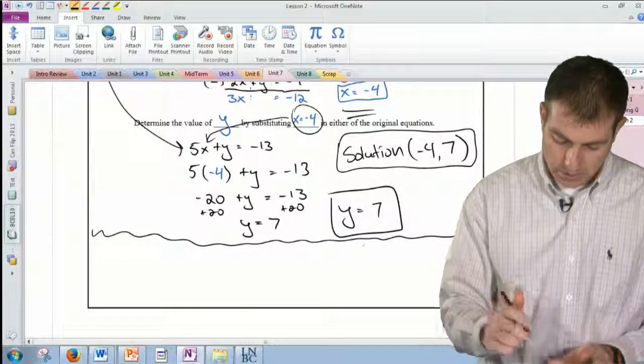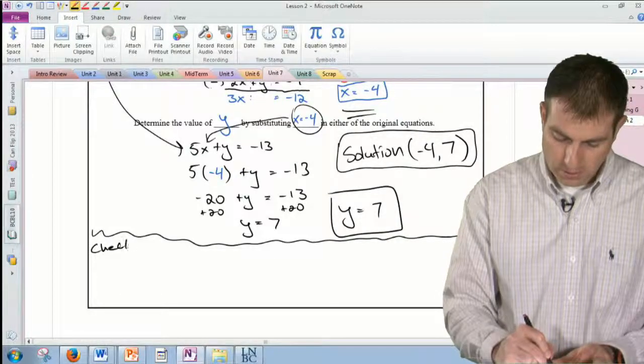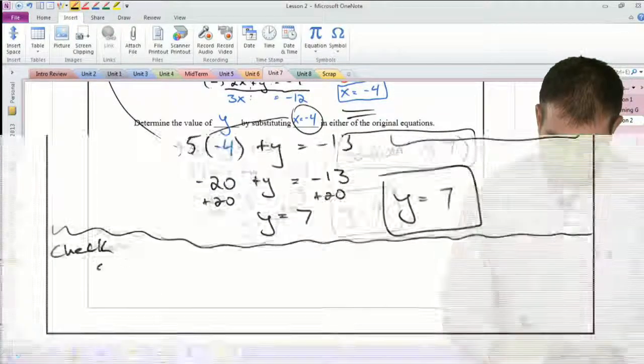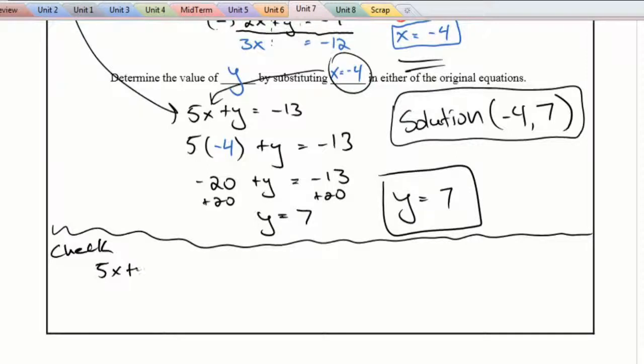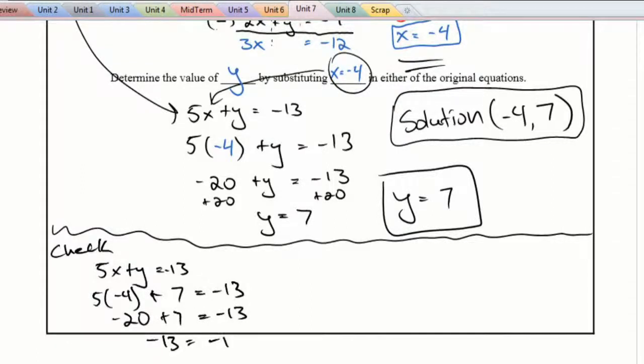So I'm just going to leave that there. I'm going to try to fit a little check in here. So my first equation was 5x plus y is negative 13. I said my x was negative 4 and my y is 7. 5 times negative 4 is negative 20, plus 7 is negative 13. And I end up with negative 13 is equal to negative 13. So that was my first equation. It satisfies it. That's good.